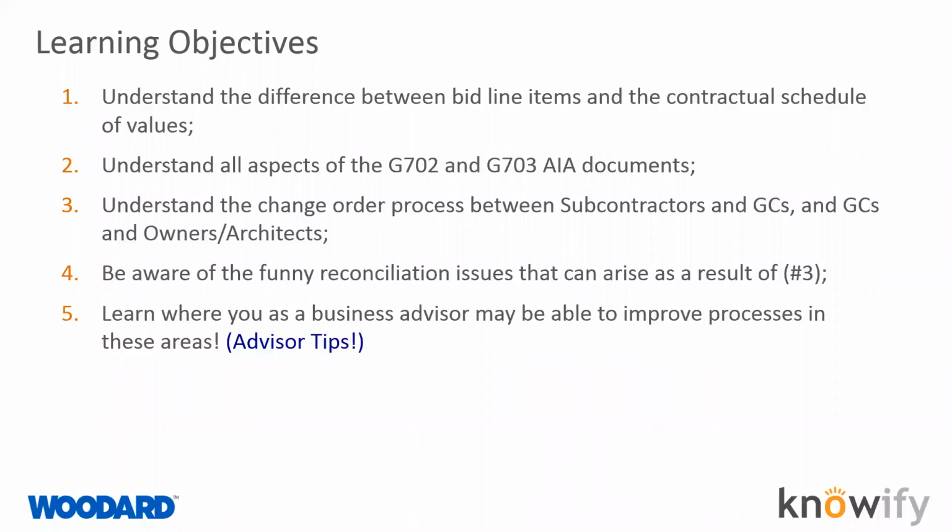And this is because it actually has a huge impact on the G703 documents especially. So it's important that we understand some of the funny things that can come up there. And that obviously is learning objective 4, as you see. And then 5, throughout the presentation, and this is based a lot on our own experience in dealing with customers and dealing with pro advisors and advisors who work with contractors, we have a lot of advisor tips, things that we learned that hopefully you can bring to bear when you work with contractors in your own practice.